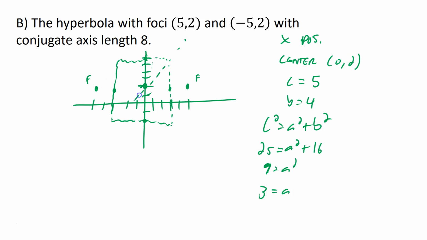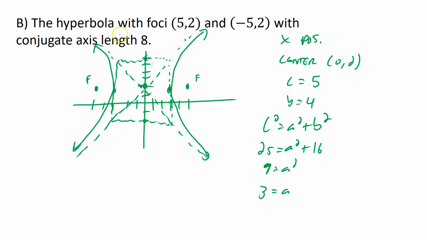Asymptotes go through the corners and through the center. And then we can create our hyperbola. So it's going to touch the edge of the box. That's where the vertex is going to happen. There we go. Same thing over here. So we don't go through the foci at all. It just goes through the vertex on the edge of the box. And then it approaches those asymptotes on the top and bottom.